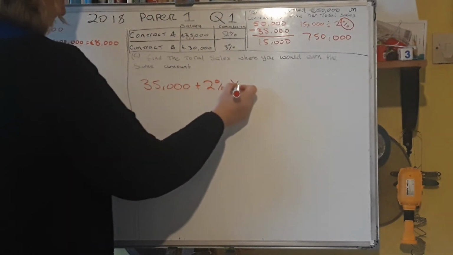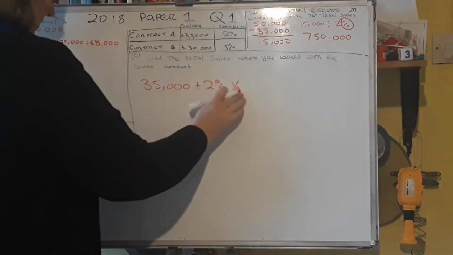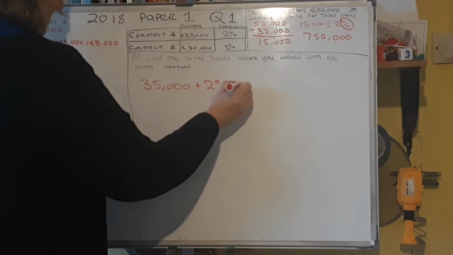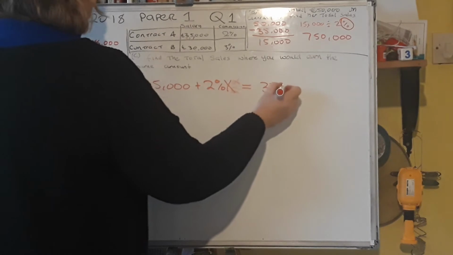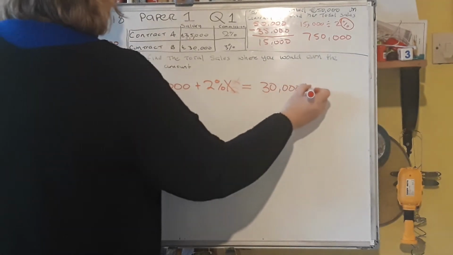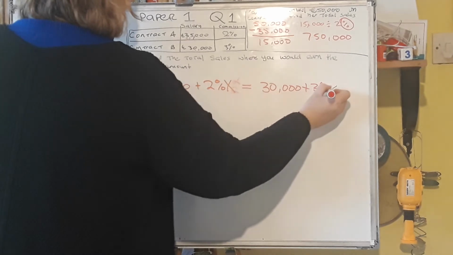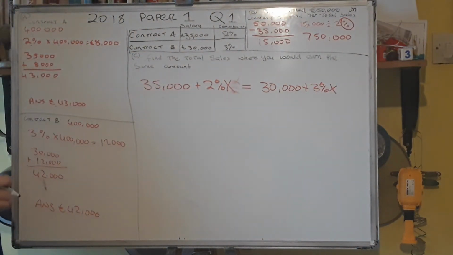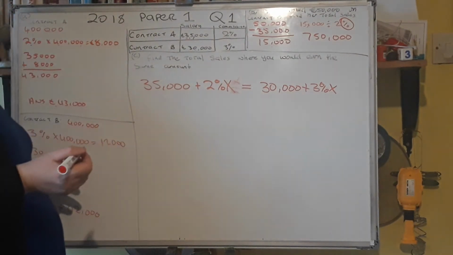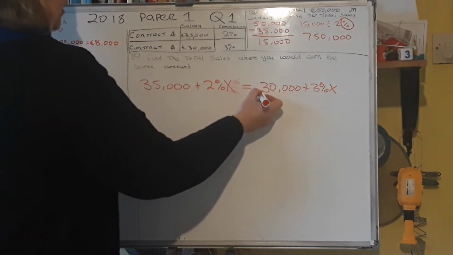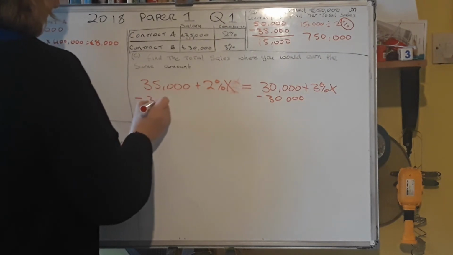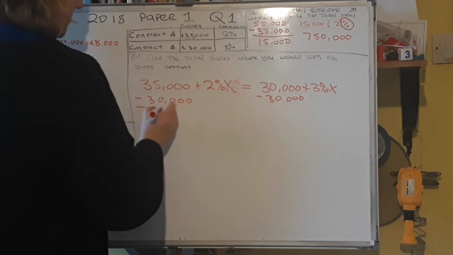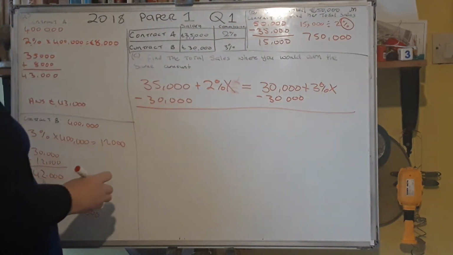So our sales is represented by the letter X. So plus 2% X is the same as this one, 30,000 plus 3% of X. Okay? So all you have to do is find out what X is. And we're going to start the way we start with anything, we want to get X on its own. So I'm going to take that 30,000 from there. And whatever you do to one side, you do to the other side of the equation. Remember, always whatever you do to one side, you do to the other side.